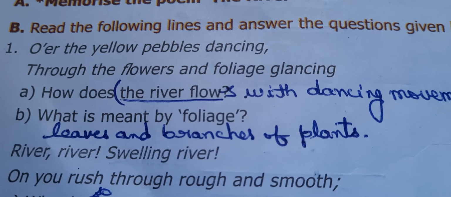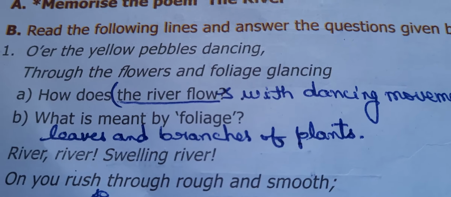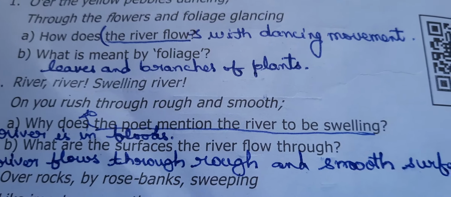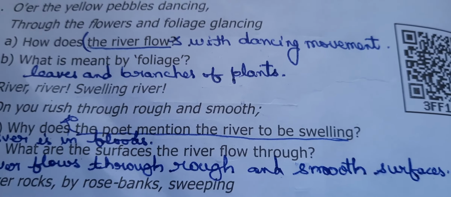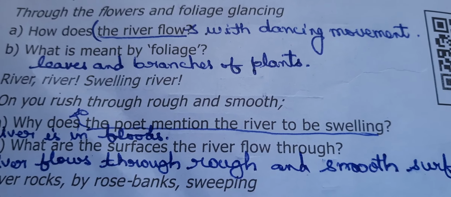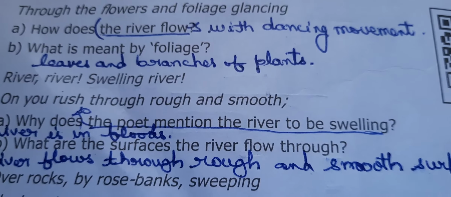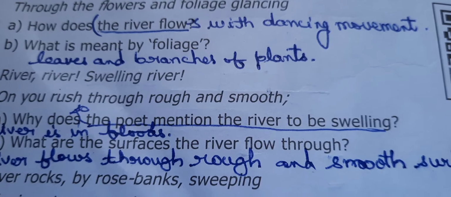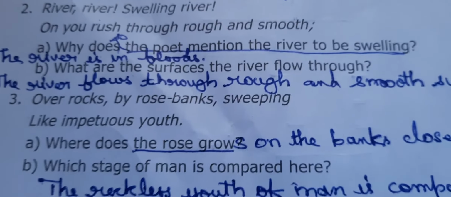1. Over the yellow pebbles dancing, through the flower and foliage glancing. The question is, how does the river flow? The river flows with dancing movement. B. What is meant by foliage? Foliage means leaves and branches of plants.